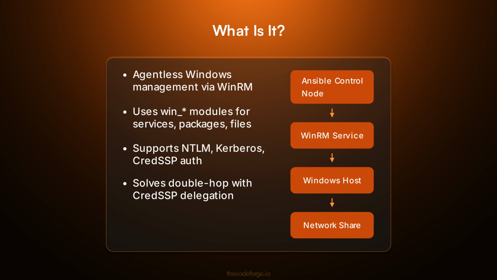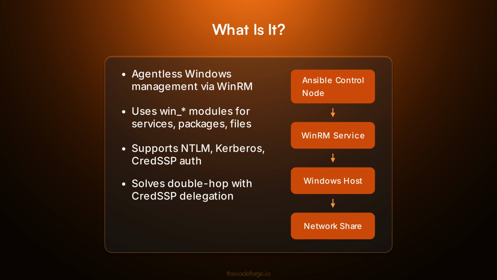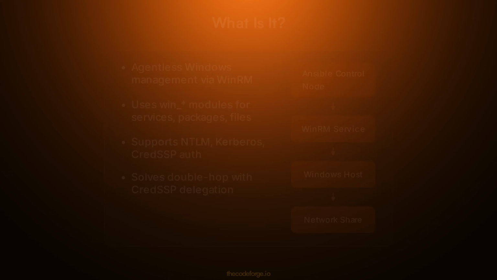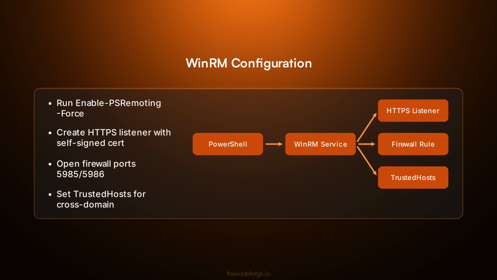Ansible Windows automation enables idempotent, agentless configuration management for Windows environments that lack SSH. It uses the WinRM service and a suite of Win modules to manage services, packages, files, and more. The core challenge is authentication, especially when you need to access network resources from the managed host, the double hop problem. Before Ansible can manage a Windows host, you need to configure WinRM.